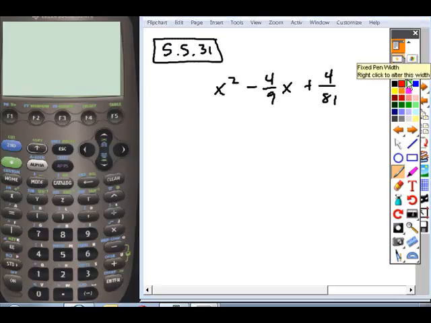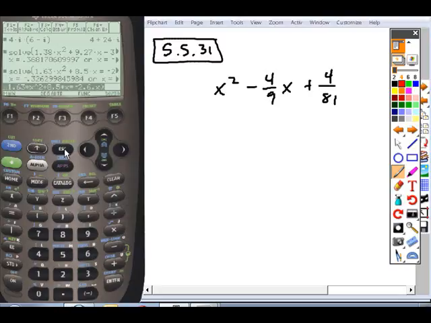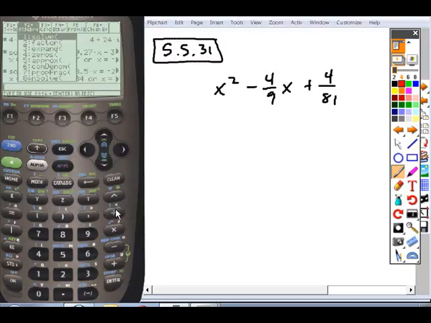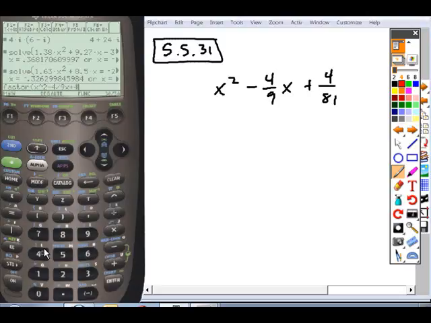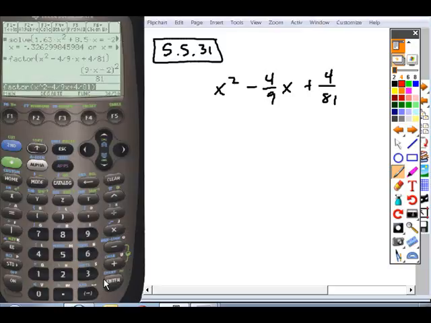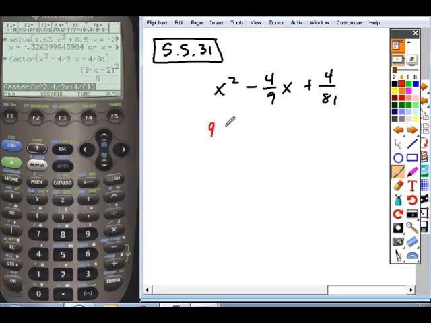If you use your calculator and type this in and just try to factor it, so if you factor x squared minus 4 over 9x plus 4 over 81, this is the form that it's giving you. It's telling you something like 9x minus 2 squared all over 81. Well, this isn't a binomial square, because this 81 down here, even though it is a perfect square, it's not written as a square.